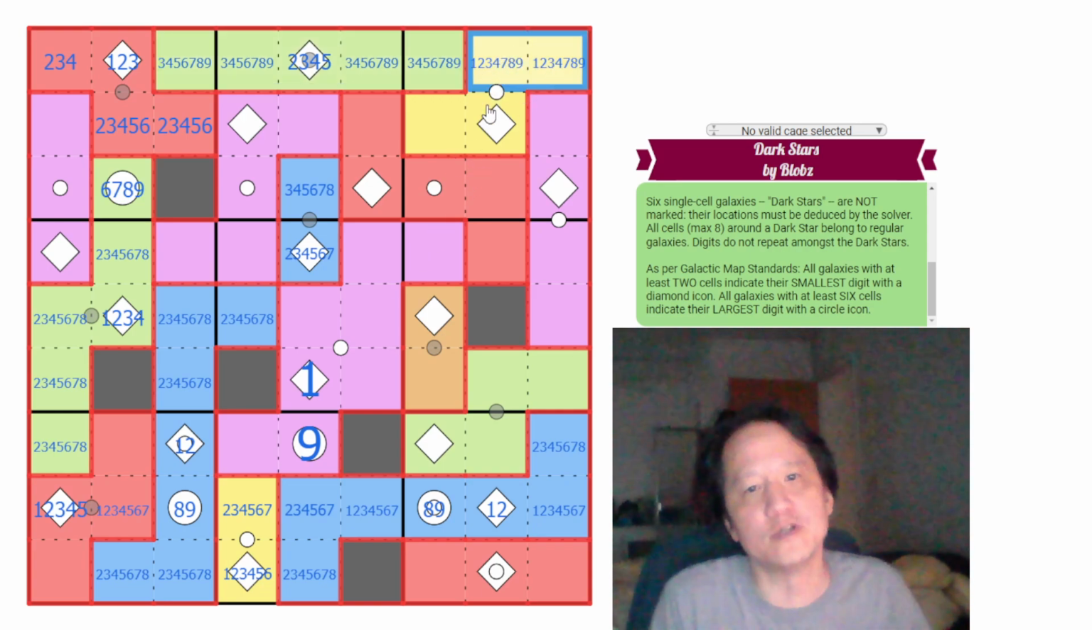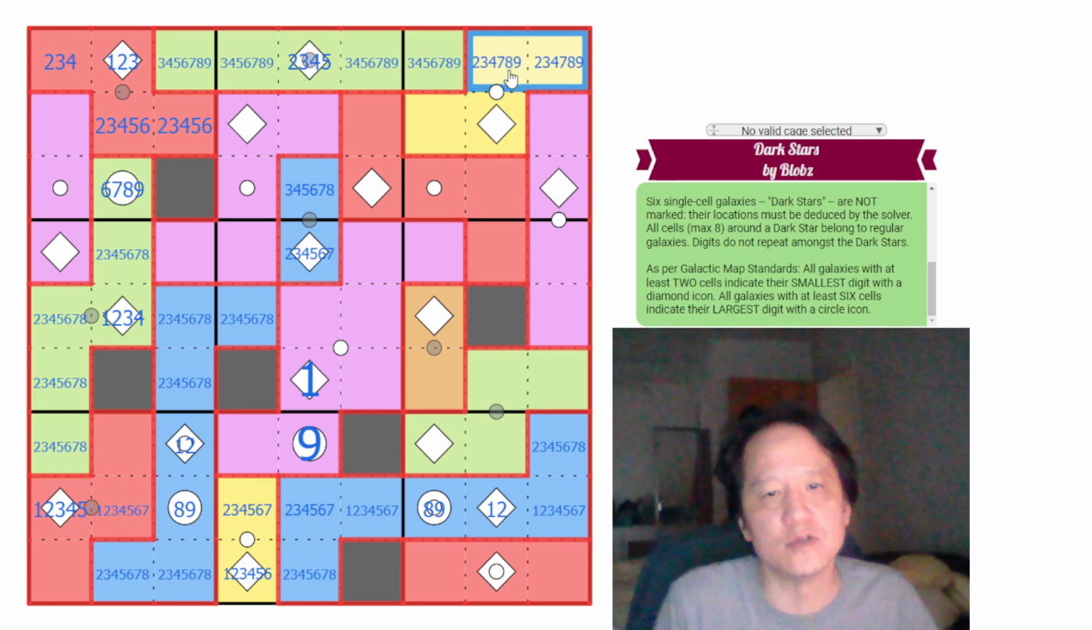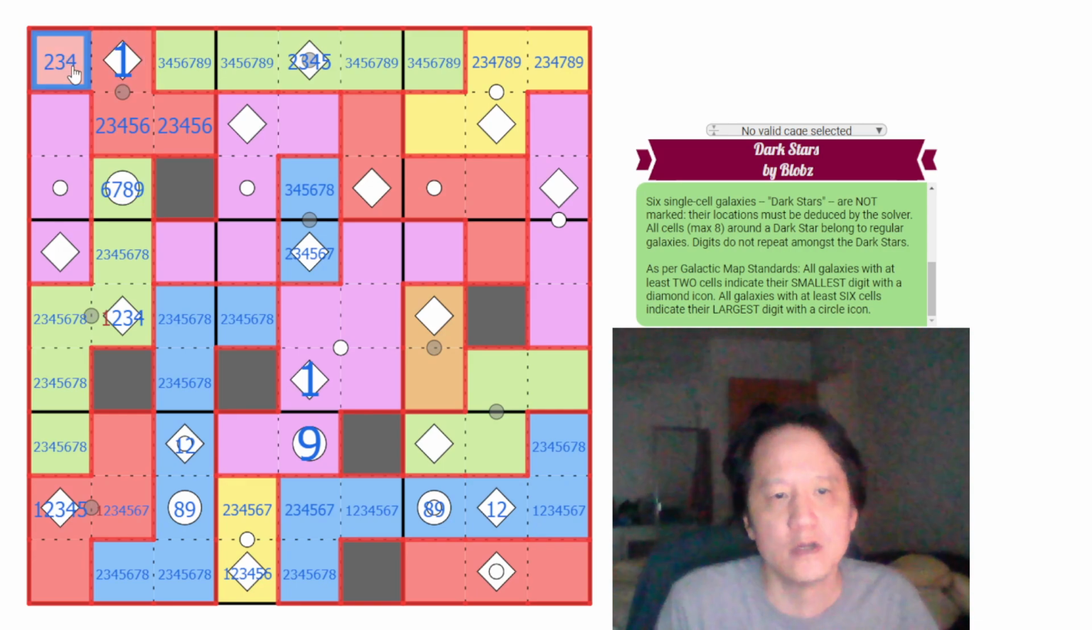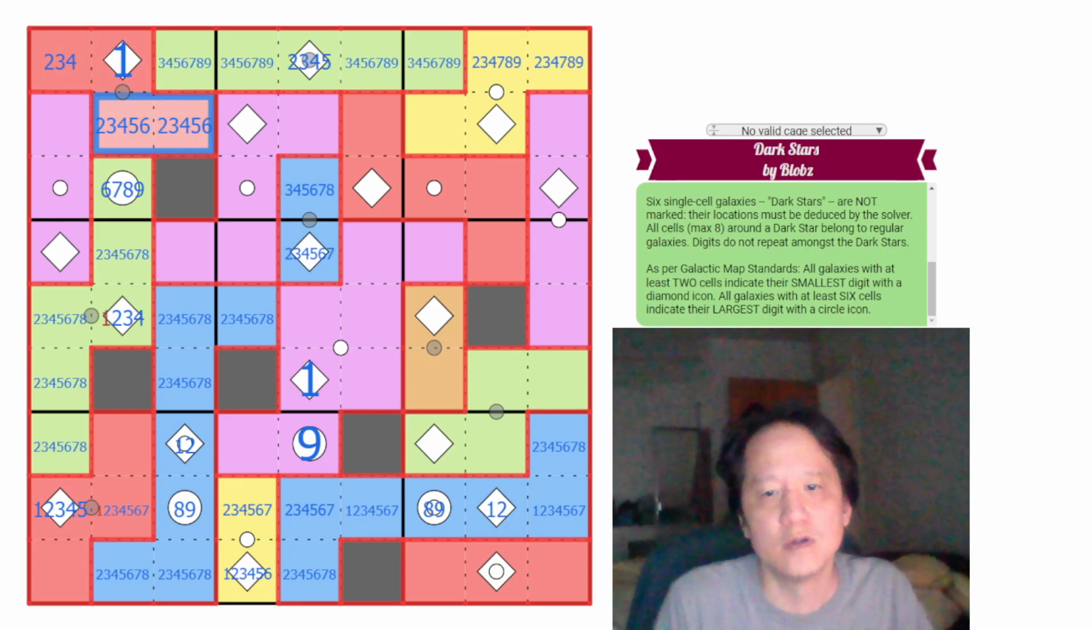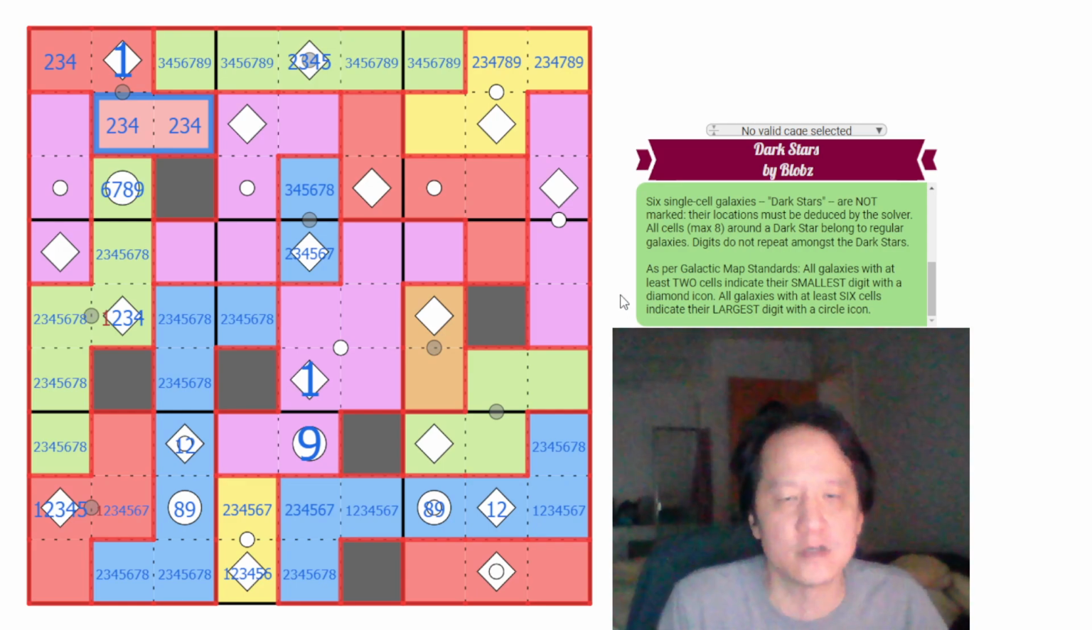Wait, but if this is 1, 2, it cannot be the lowest, so this can't be 1. So therefore, this is 1. This is the only place for 1. Therefore, this is 2, 3, 4. It cannot be 5 or 6.